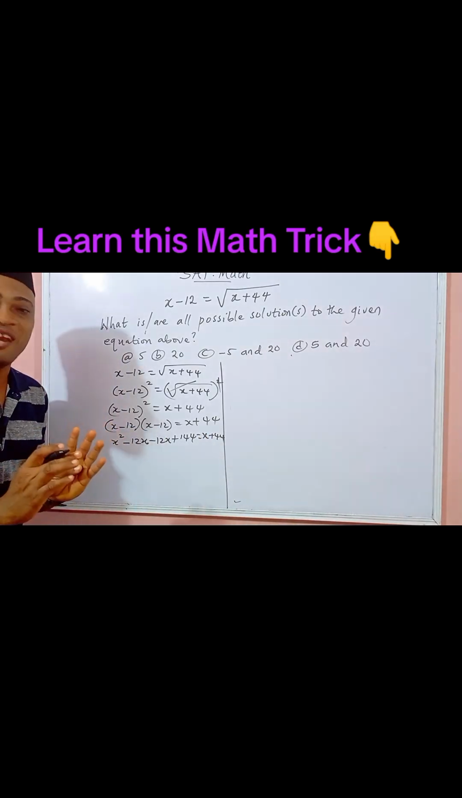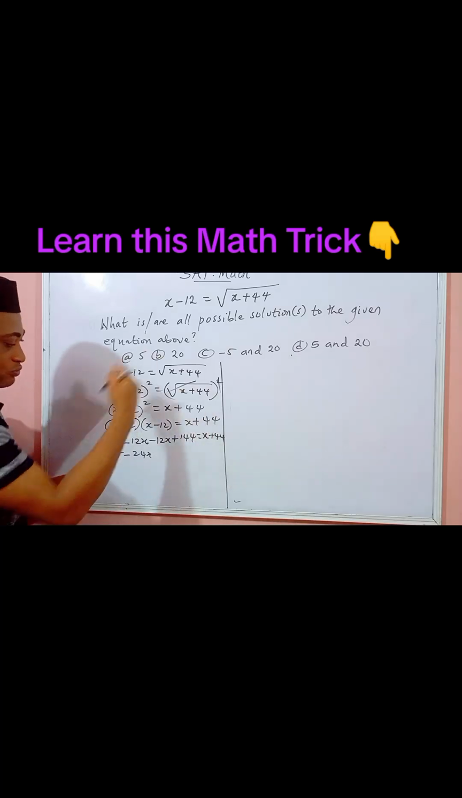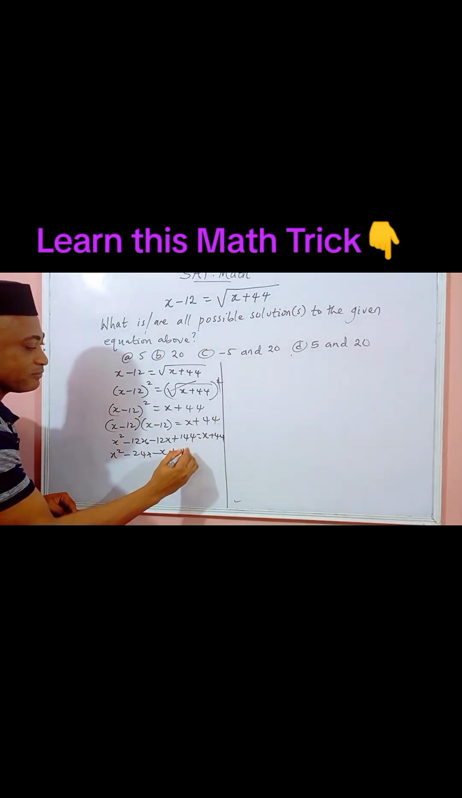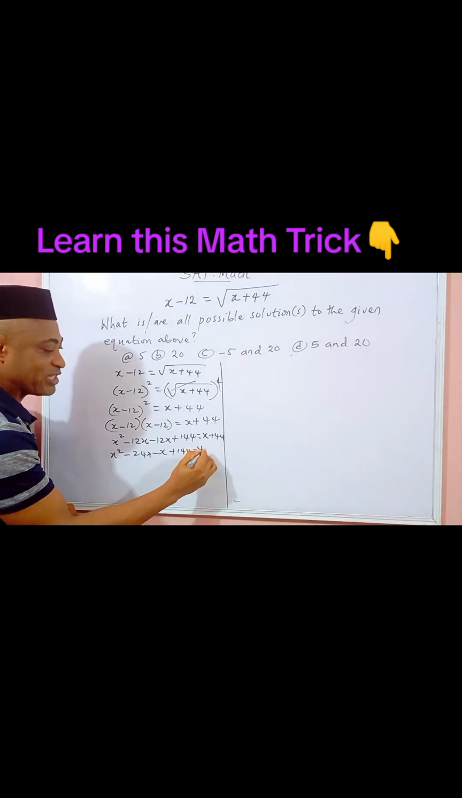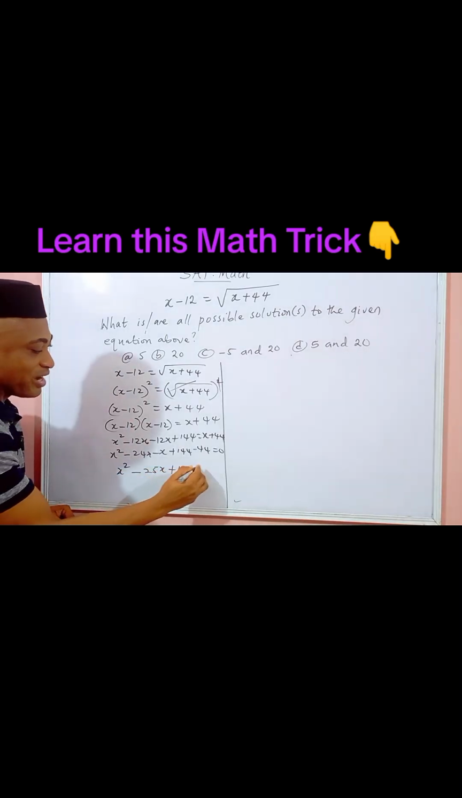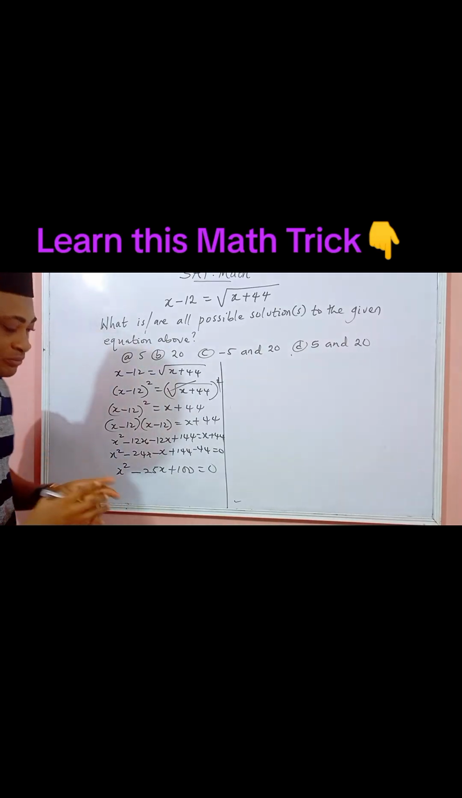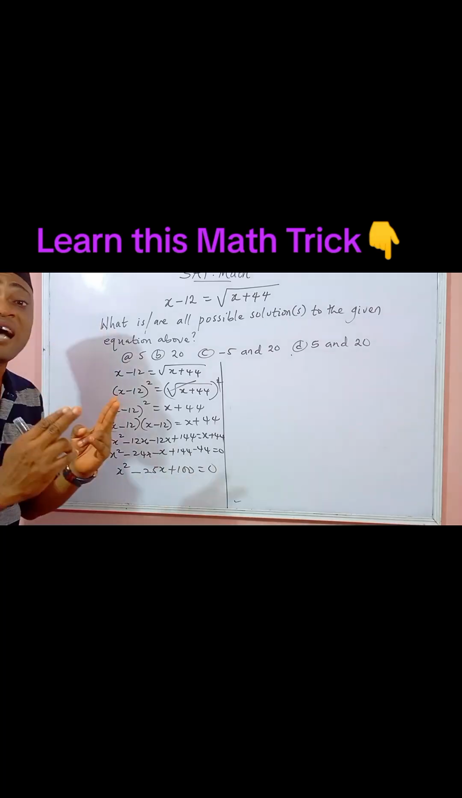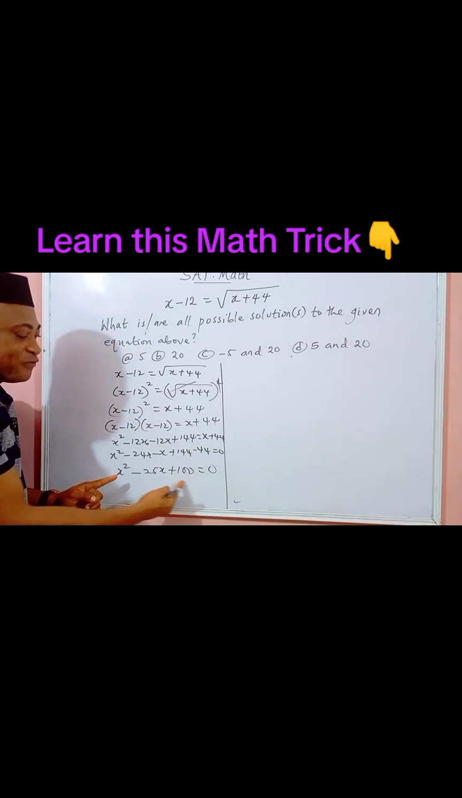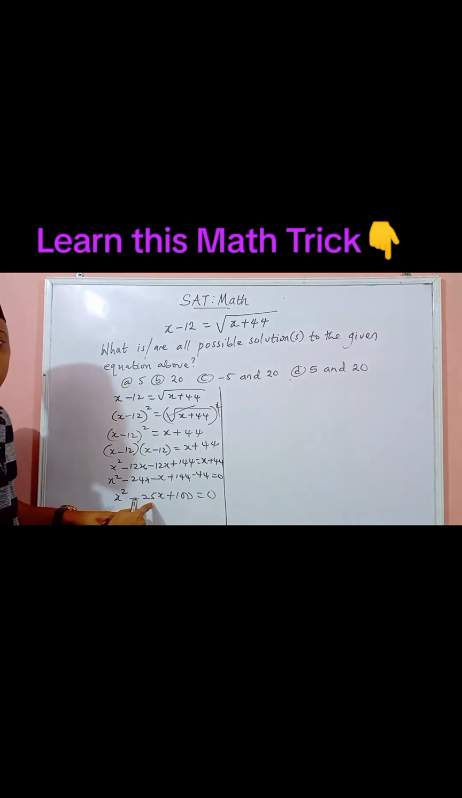Now it's time for us to collect like terms. Numbers that look alike, bring them together. This already is minus 24x minus x, minus 44 equals 0. This will give me x squared minus 25x plus 100 equals 0. I have to factorize. I'll think of two numbers such that when you multiply them, it will give you plus 100, and when you add them, it will give you minus 25x.